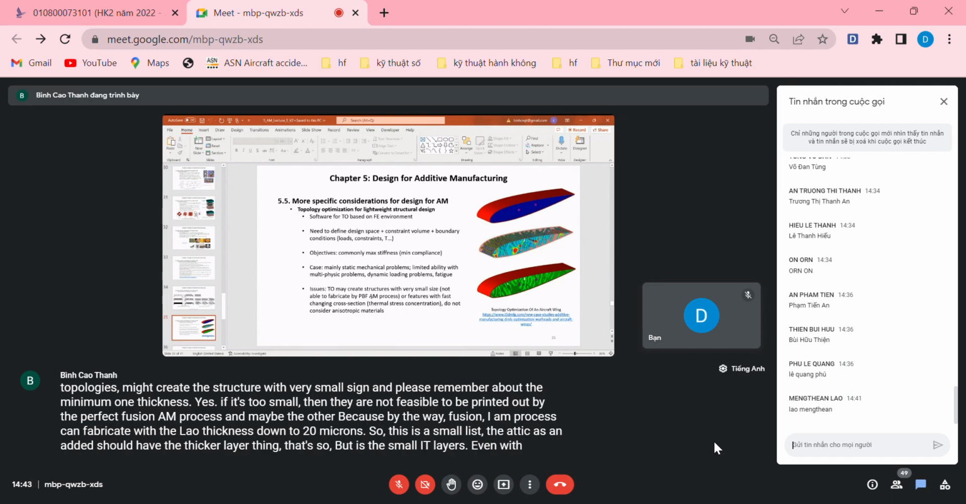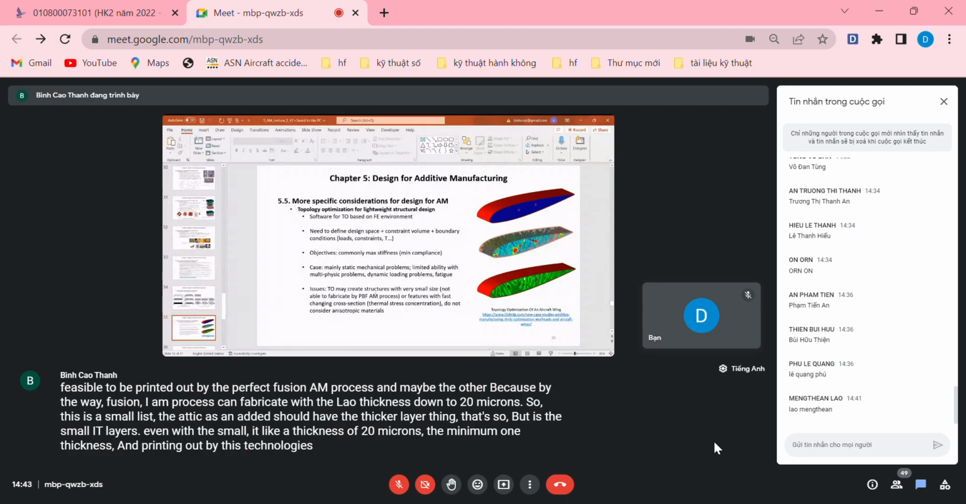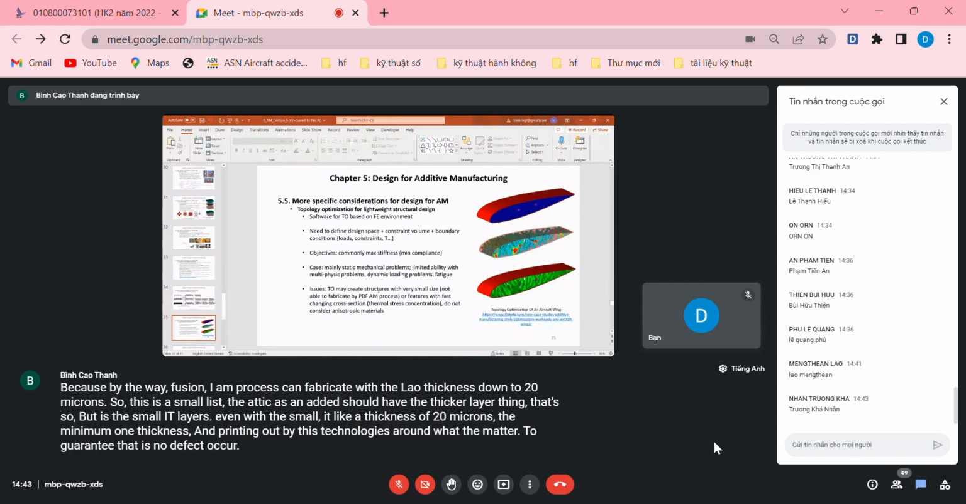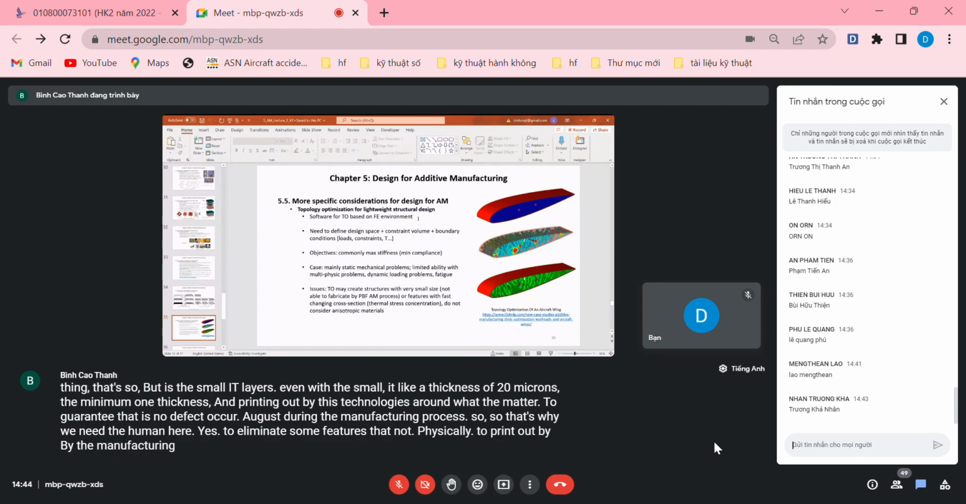Even with the smallest layer thickness of 20 microns, the minimum wall thickness for printing by this technology is around 1 millimeter to guarantee that no defect occurs during the manufacturing process. So that's why we need the human here, to eliminate some features that are not feasible to print by the manufacturing process, like additive manufacturing.